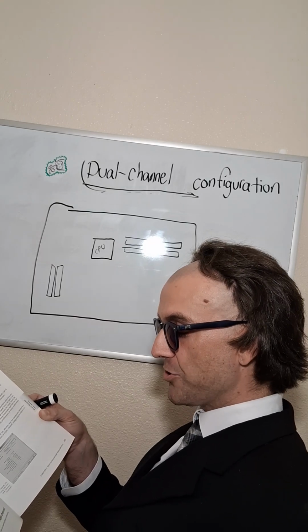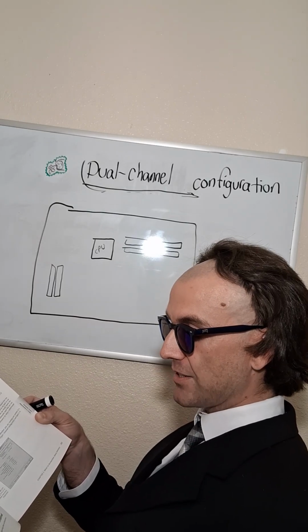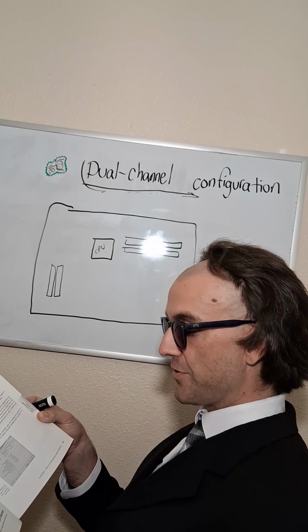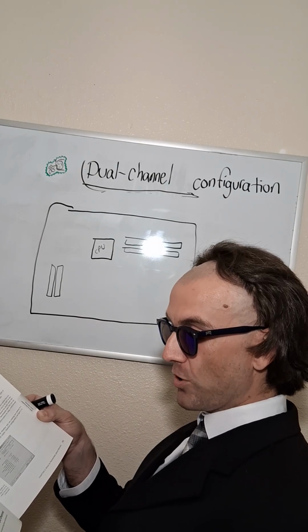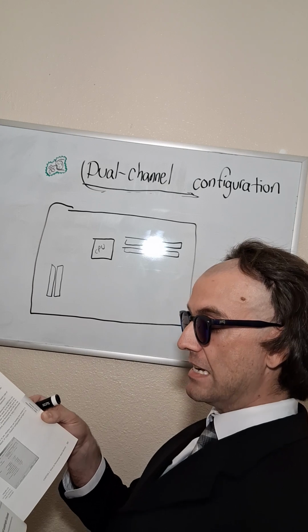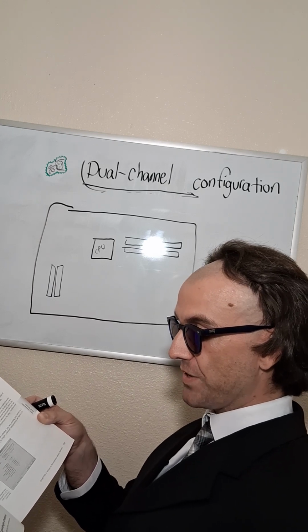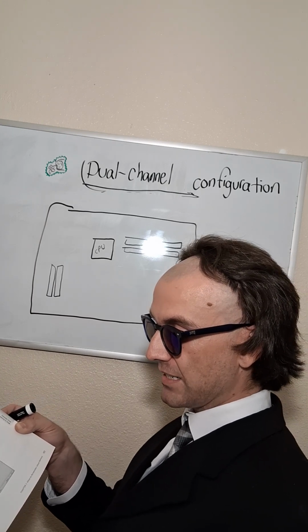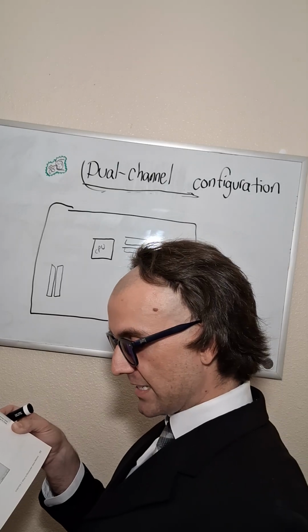When you install these modules, install them into the same color slots on the motherboard, usually colored either black or blue. If the motherboard does not color code the memory slots, you install the pair of memory modules in the odd numbered slots or the even numbered slots, but not an odd and an even.